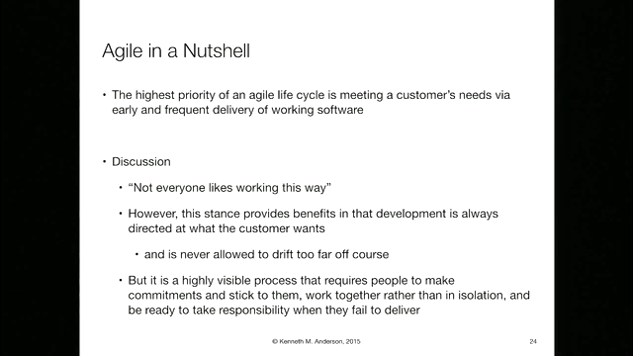Okay, so the highest priority of an agile life cycle, as I've said now, is meeting a customer's needs via early and frequent delivery of working software. That's like agile in a nutshell. And I'll just say, not everyone likes working this way. It puts you on center stage, so to speak. You're always talking to the customer, getting feedback. Sometimes they're not happy, so you've got to deal with that.